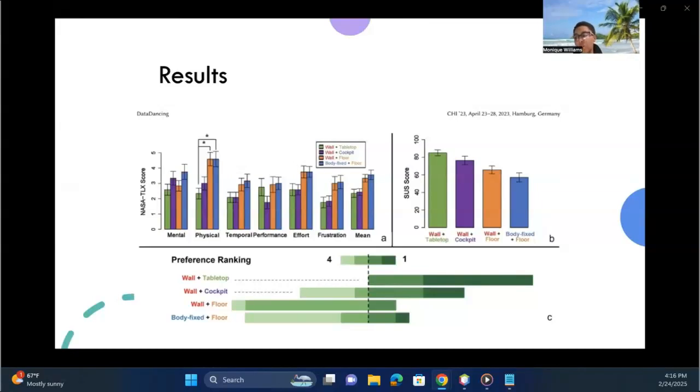And so overall, the wall display and tabletop display prototype was ranked the highest. The body fixed display and the floor display prototype was ranked fourth most often among the four prototypes, as it shows here in the preference ranking.